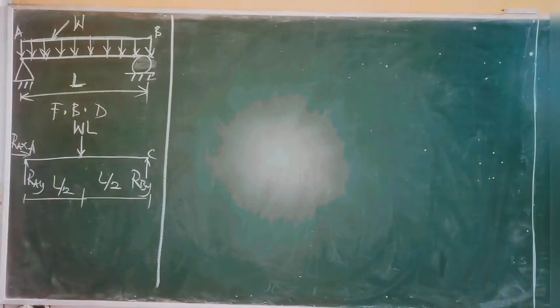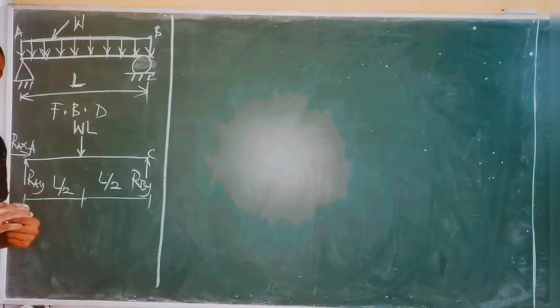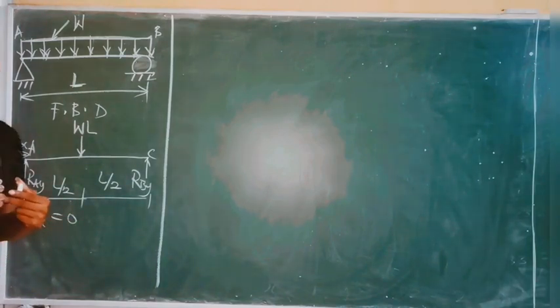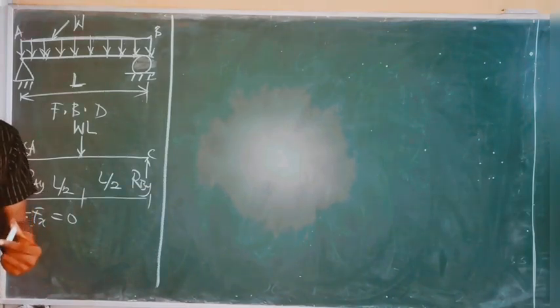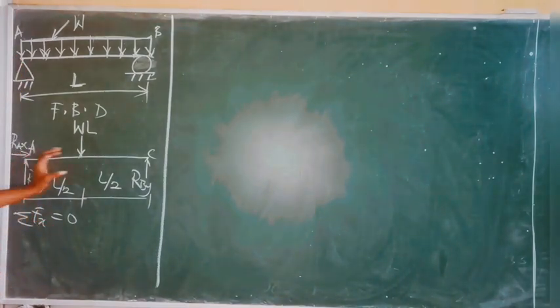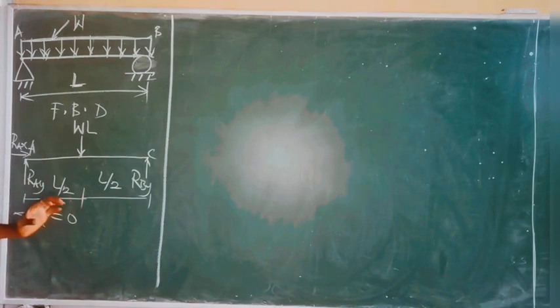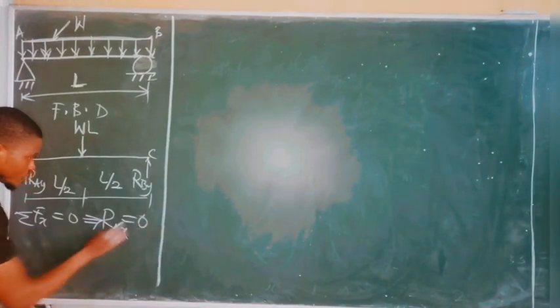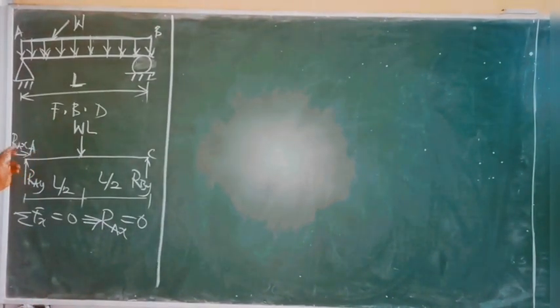Now the next thing to do is to simply employ the equilibrium equations. From the equilibrium equations, recall, the summation of forces in the x-axis is equal to 0. That simply means sum all the forces in the horizontal direction and equate them to 0. A careful look at this beam shows that there is only one force pointing in the horizontal direction, which is the x-axis, and that force is simply RAX. So this implies that RAX is equal to 0. So the reaction in the horizontal direction at point A is equal to 0.